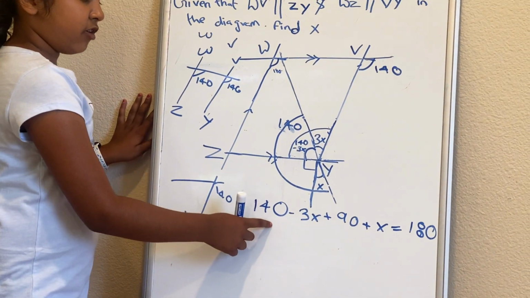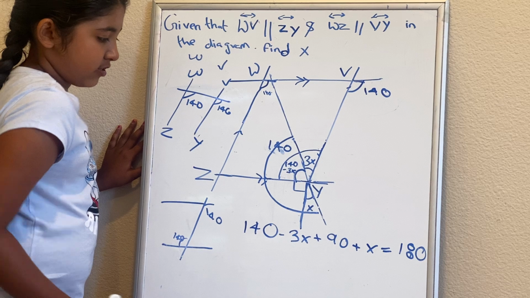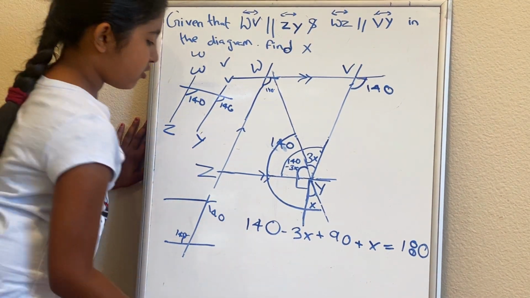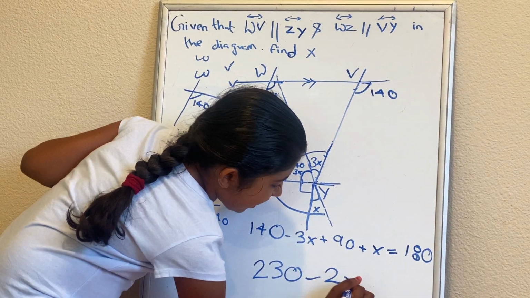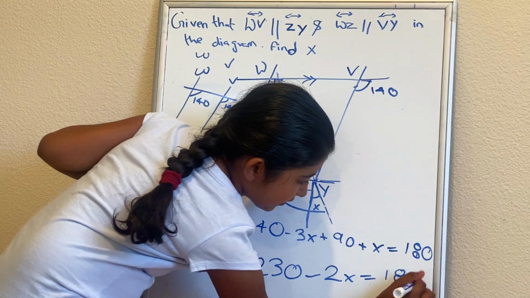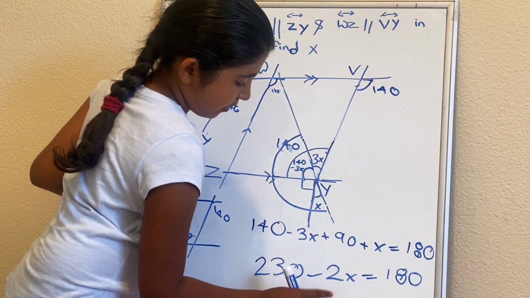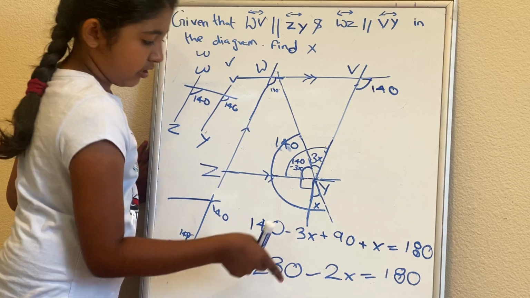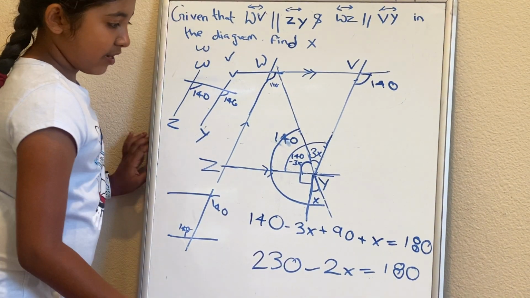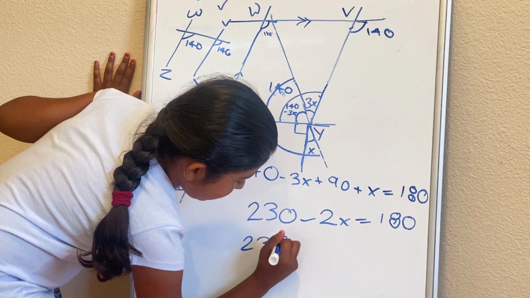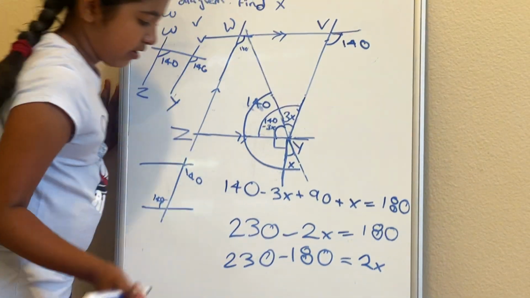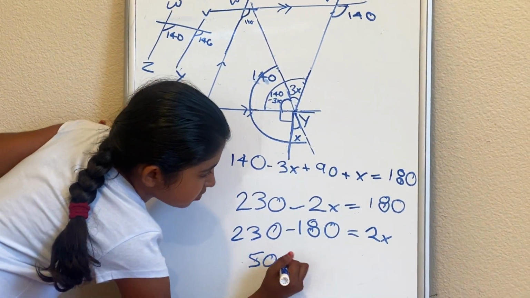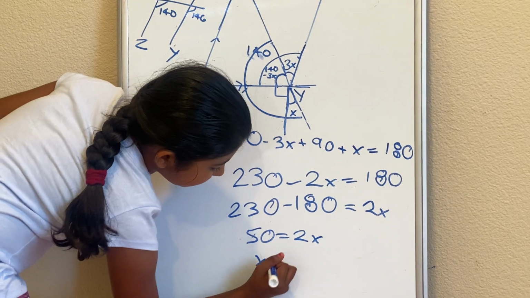So now 140 plus 90 equals 230 minus 2x equals 180. I'm going to bring 180 over here and minus 2 there. So it becomes 230 minus 180 equals 2x. So 50 equals 2x. X equals 25. That's the answer.